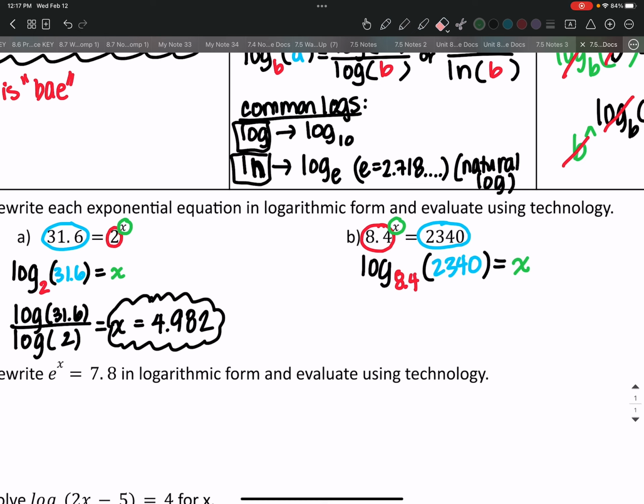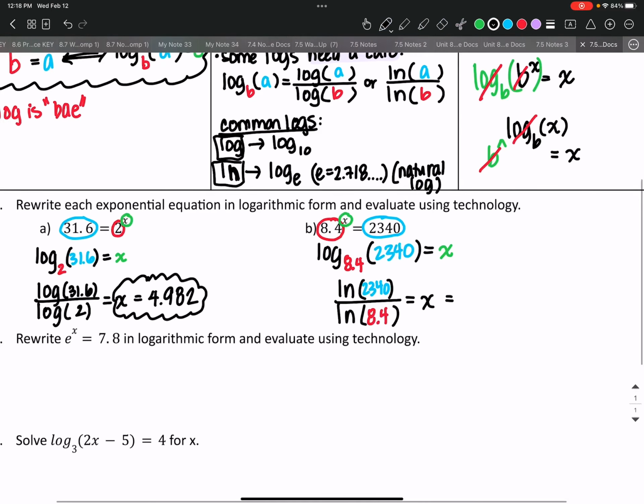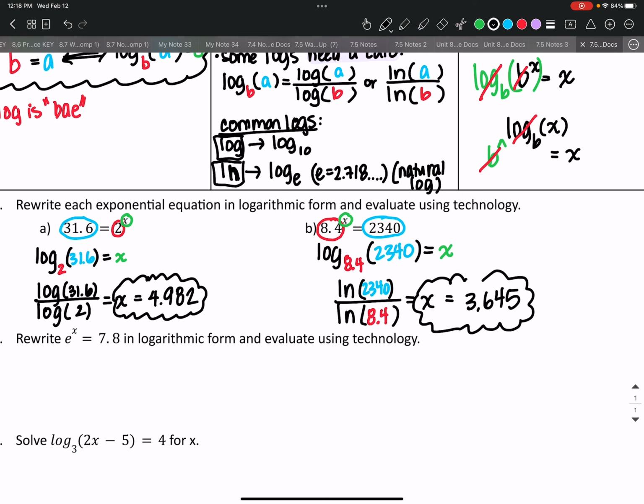I can solve this in logarithmic form because I can put this into my calculator. Not exactly how it's written, but I can convert the base to base e, so I can do ln over ln, put the answer in the top and the base in the bottom. And when I do that in my calculator, I should get an answer of, I have to raise 8.4 to the 3.645 power to get 2,340.